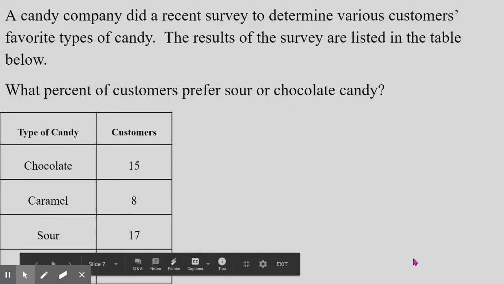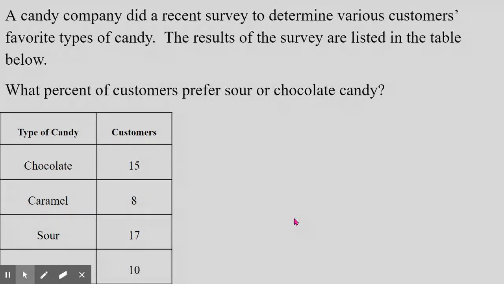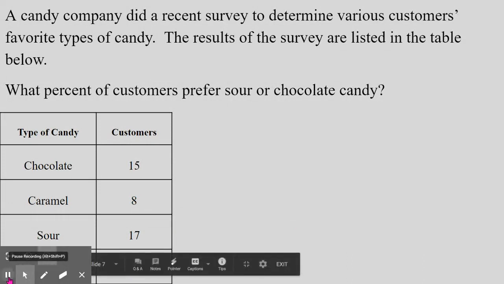Now, it may not always be that easy. Sometimes, actually, I'd say about 95% of the time, you're going to have some sort of word problem. A candy company did a recent survey to determine various customers' favorite types of candy. The results of the survey are listed in the table below. What percent of customers prefer sour or chocolate candy?